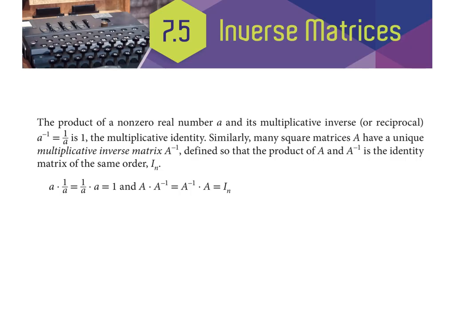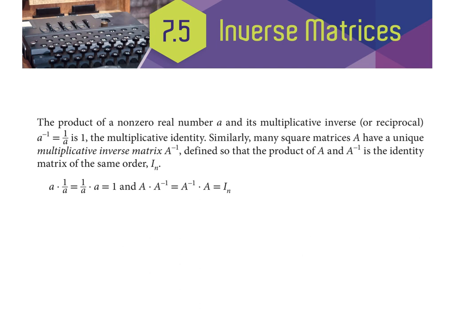All right, the product of a non-zero real number a and its multiplicative inverse, also called the reciprocal, a to the negative 1, is 1 over a. If you multiply a and its reciprocal, you get 1. That's normal. We've known that since, hopefully, pre-algebra, middle school. 1 is the multiplicative identity.